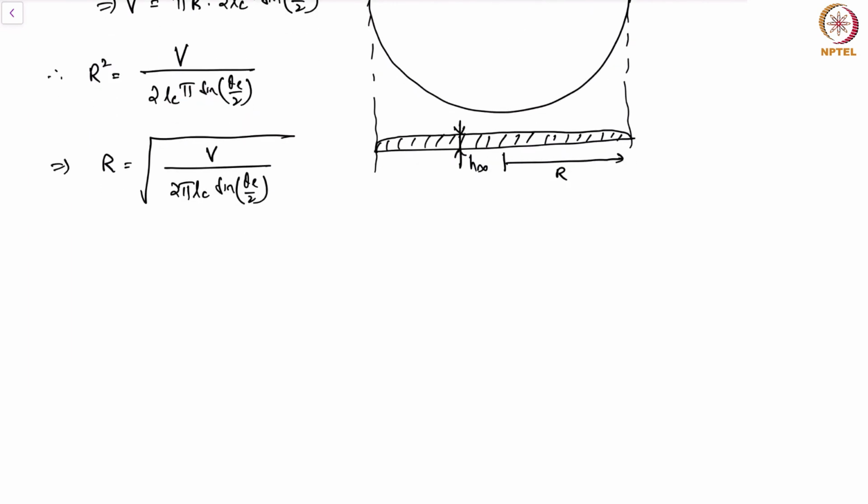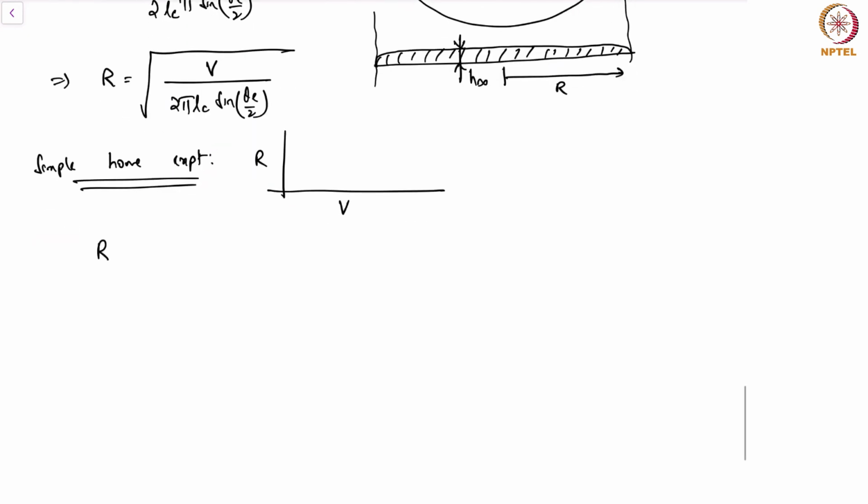Now you can do a simple experiment. A simple home experiment would be you make a plot of R versus V. So V is something that you input and R is something that you measure, and you do this carefully, and what you see is that if you don't change the surfaces, the contact angle will not change. The capillary length will be determined by the liquid. Typically you will take water. The R goes like V power half.